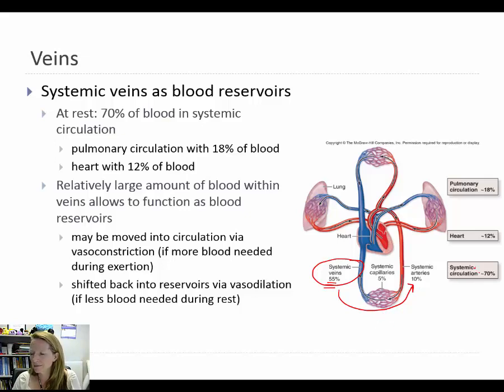So, and I said, my bad here, systemic circulation. When I say systemic circulation, it's all of these. I said it was just arteries and veins, but it's arteries, capillaries, and veins right there. So getting back to our blood reservoir here. So there's this nice little shift. As soon as we rest again, we're not exerting ourselves anymore, we can shift that blood back into our reservoirs for a later time and a later need. So it's interesting how the veins are able to hold it because of their structure.